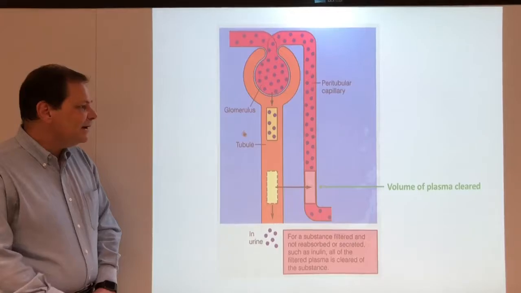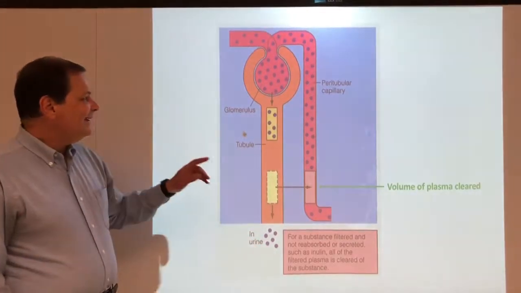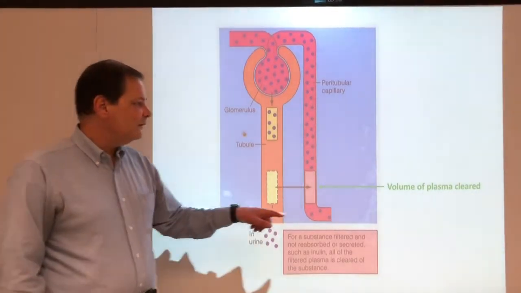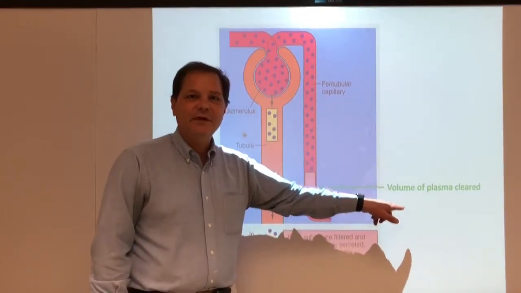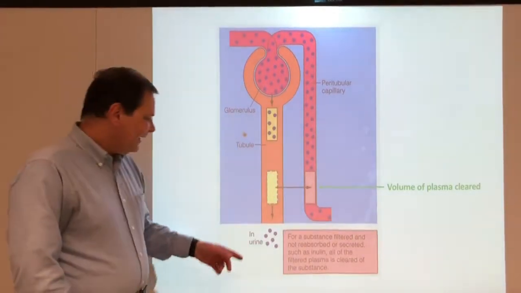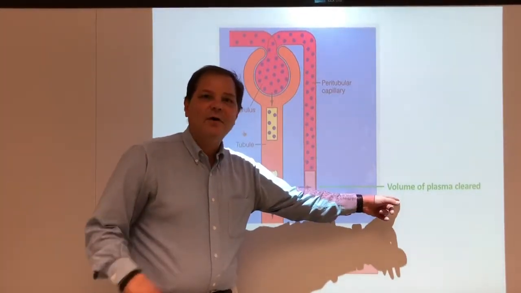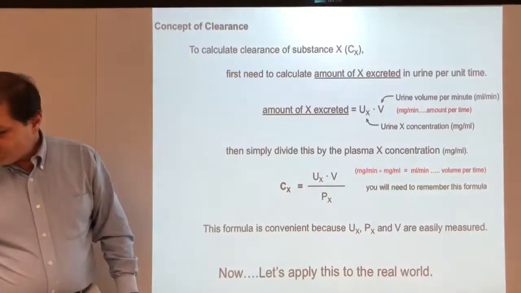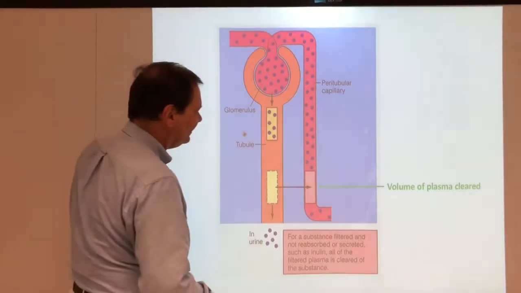Clearance is the measurement of the amount of substance that you're excreting, but instead of measuring milligrams of that substance, you measure the volume of plasma that's cleared of this substance. Another way of saying that is, it's the amount of substance that you've excreted in units of volume of plasma, okay? So let me take a little bit more of a look at that here.